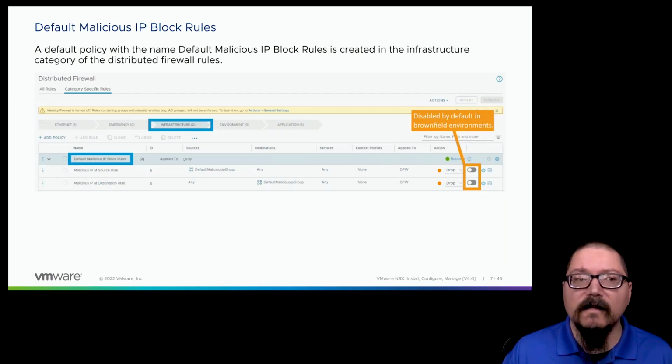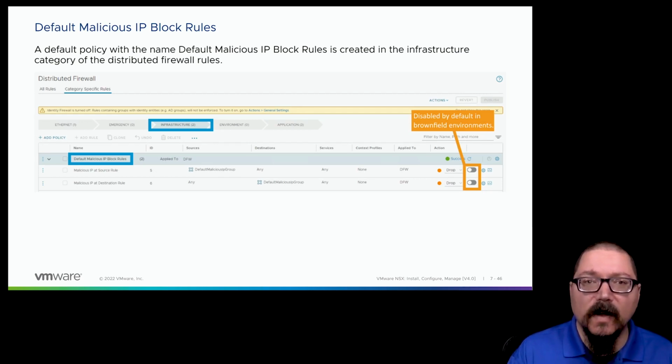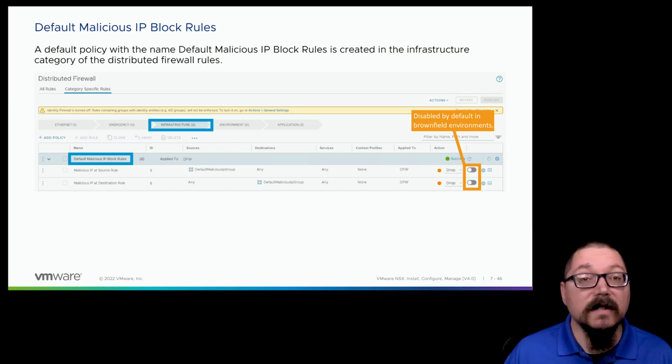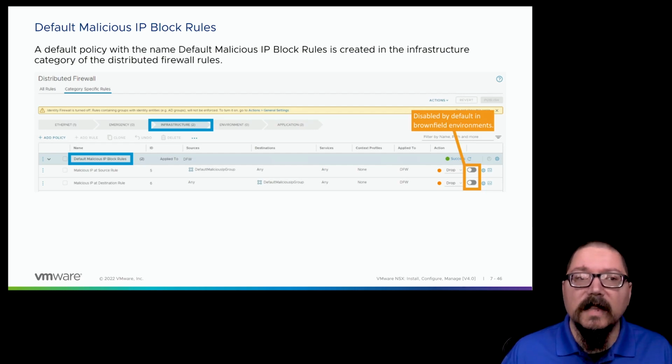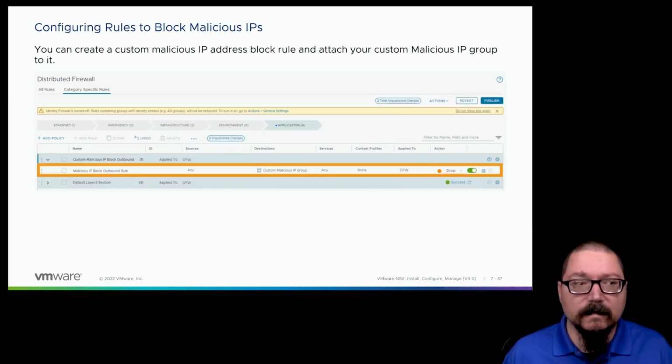Now, we have rules automatically created in the infrastructure category to block everything coming from one of these malicious IP addresses or going to one of these malicious IP addresses. In brownfield environments, in other words, in upgraded environments where things already exist, these rules are disabled. Right? You can enable them. You see the toggle right here on the screen. We just flip those switches to on and they're enabled.